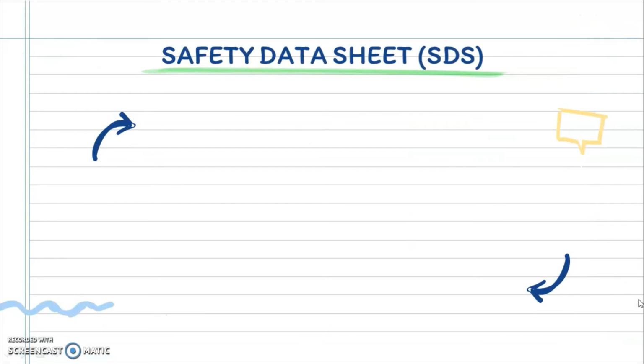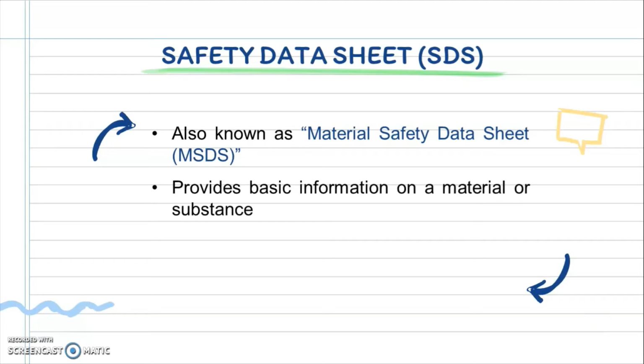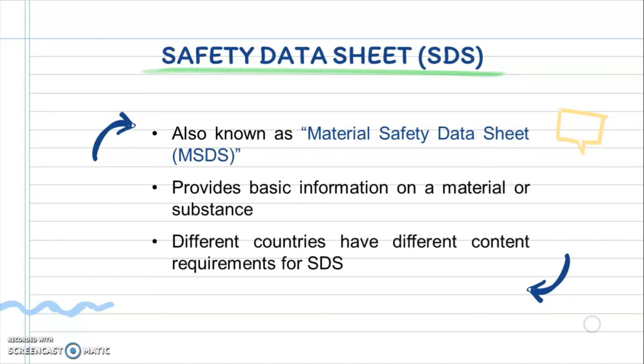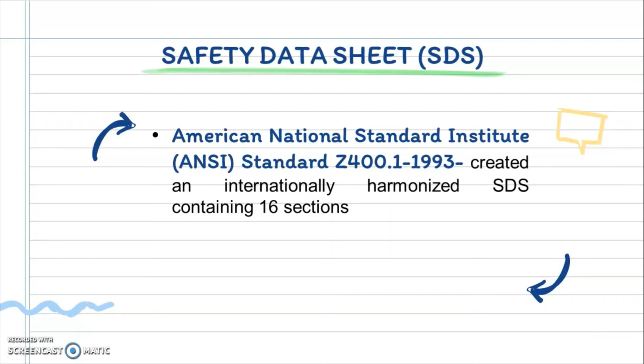Aside from the GHS, paano ba natin malalaman yung routes of entry at yung hazards ng mga chemicals if napakarami ng mga chemicals na meron tayo sa mundo? Aside from the GHS, we have what we call the Safety Data Sheet, or SDS, also known as Material Safety Data Sheet, or MSDS. It provides basic information on a material or substance, and different countries have different content requirements for SDS. Para pare-pareho yung format ng ating SDS, gumawa ang American National Standards Institute or ANSI ng Internationally Harmonized SDS containing 16 sections.